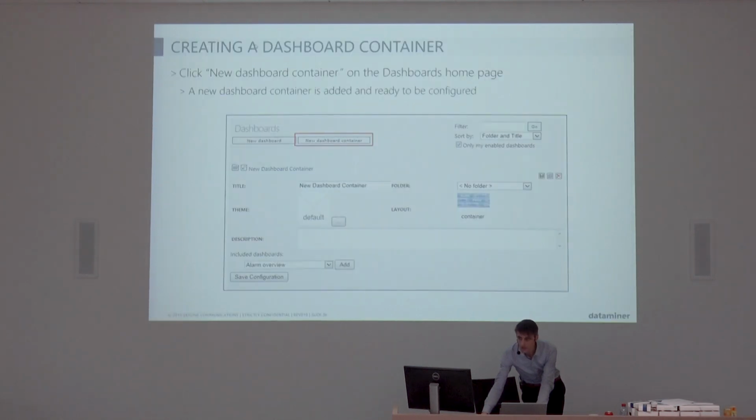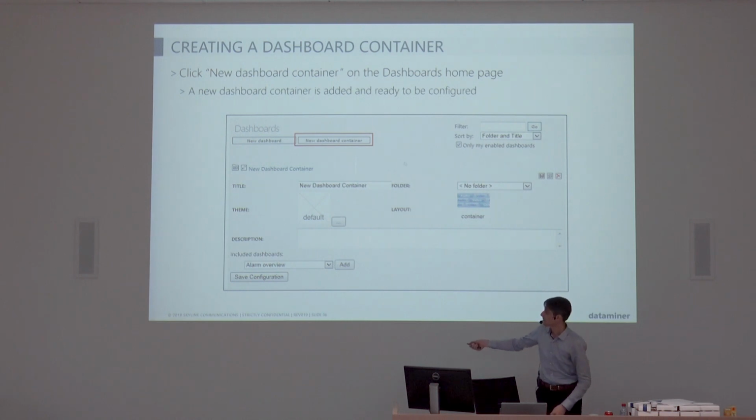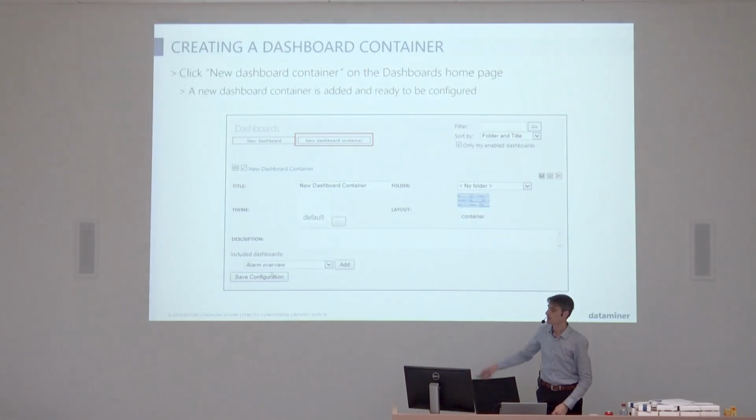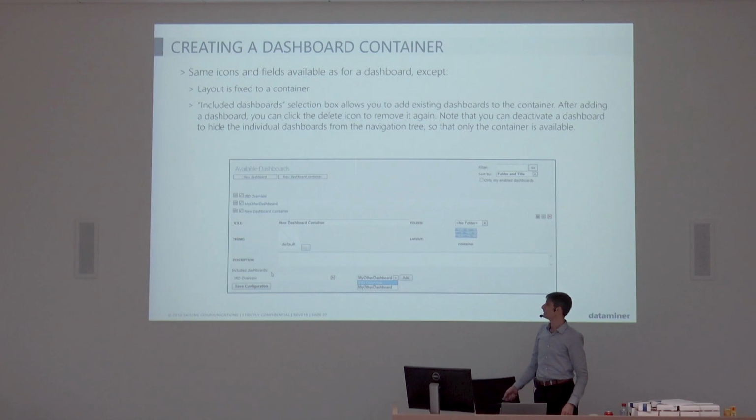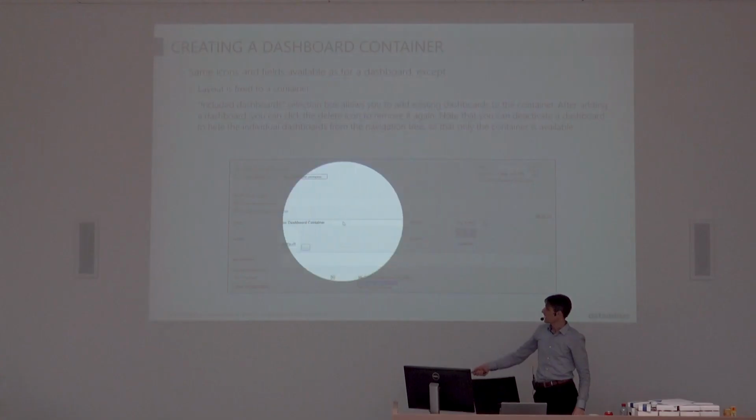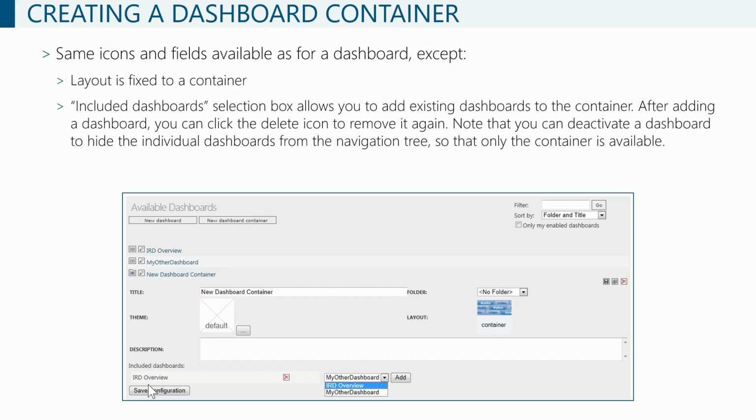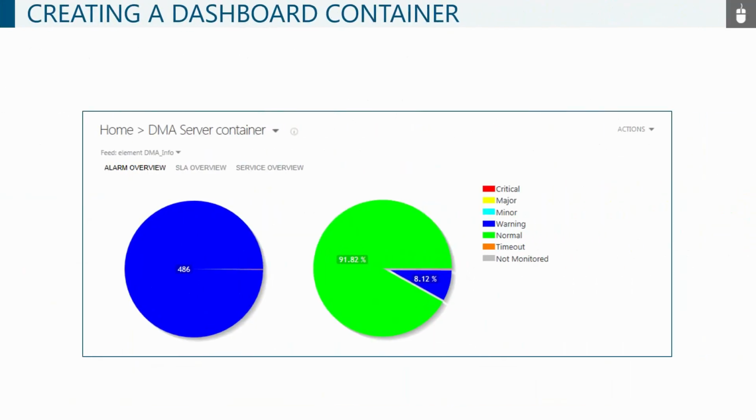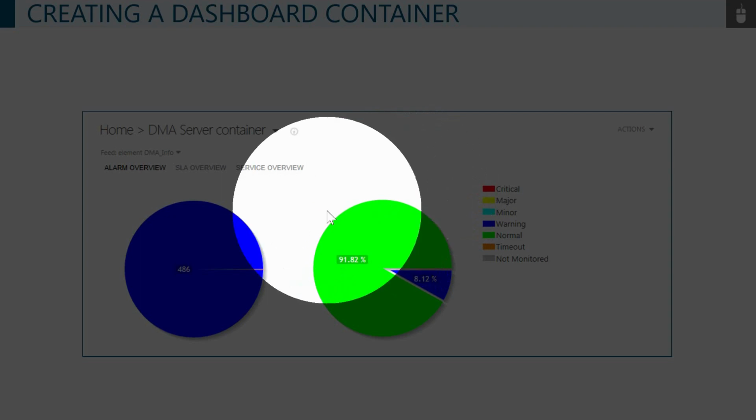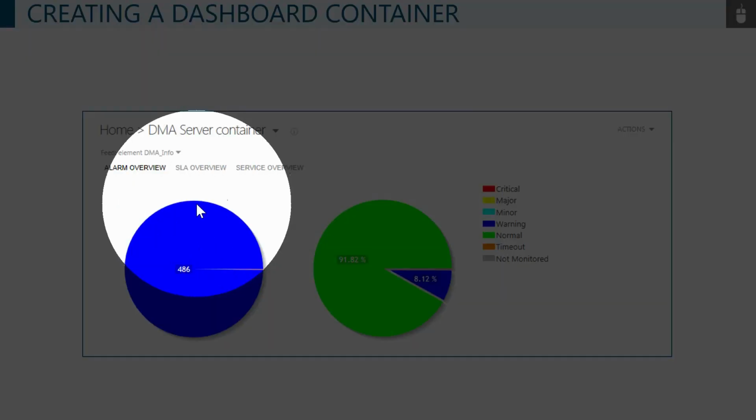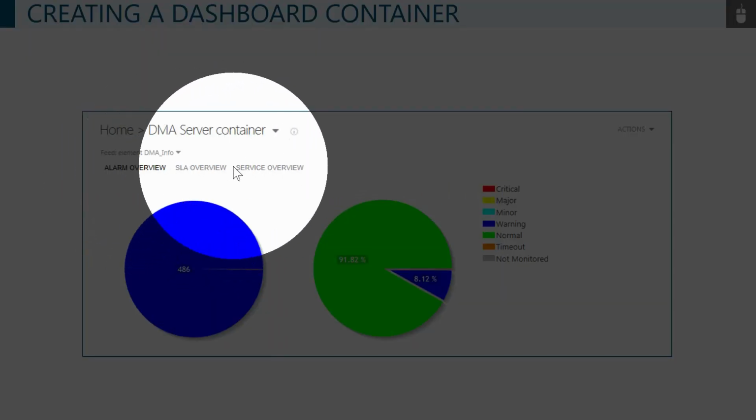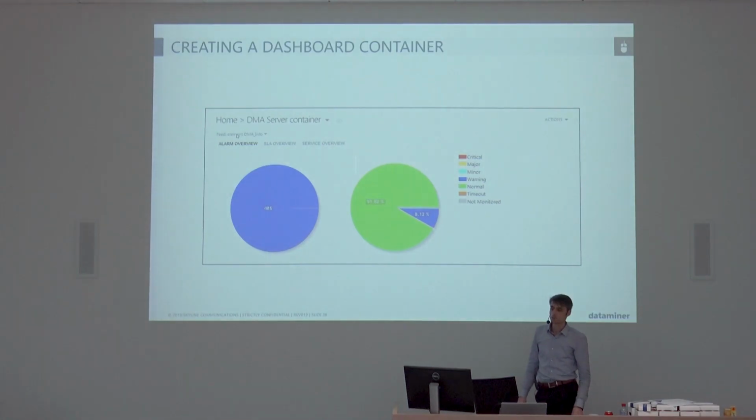So a dashboard container is very simple. It's just giving it a name, adding some existing dashboards there at the bottom, and you just have a list of dashboards that you are adding in there. Simple and straightforward. We've seen the result in our demo here. Those are some tab pages that are being shown there at the top.